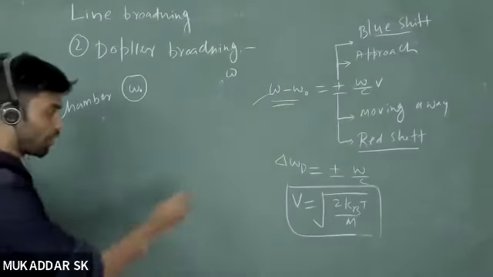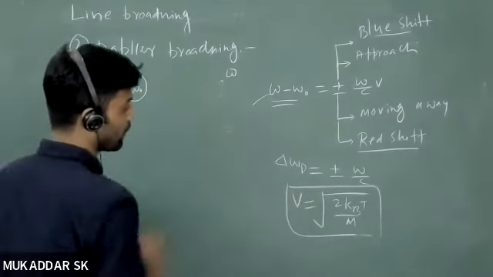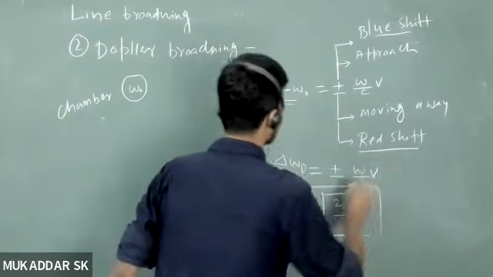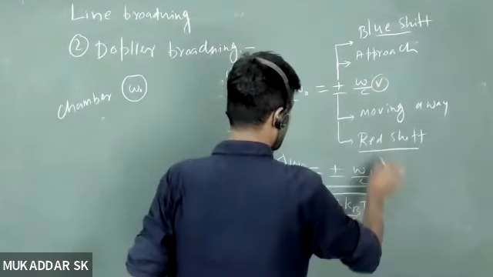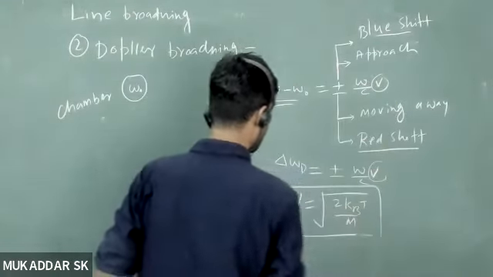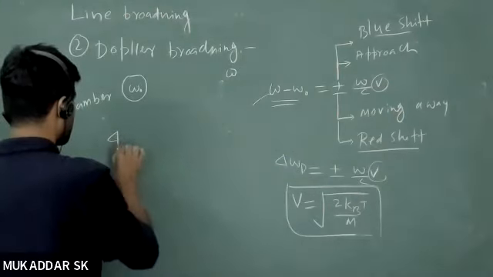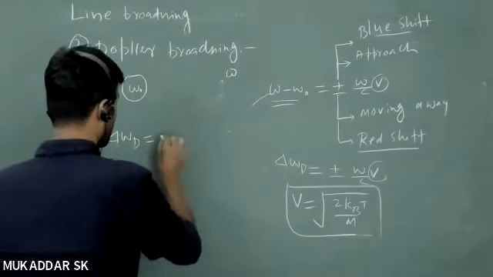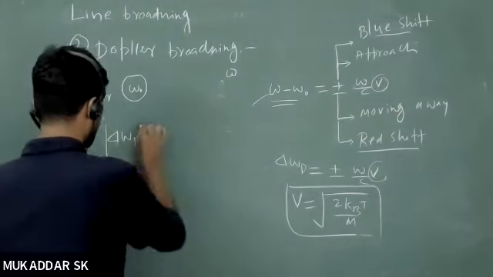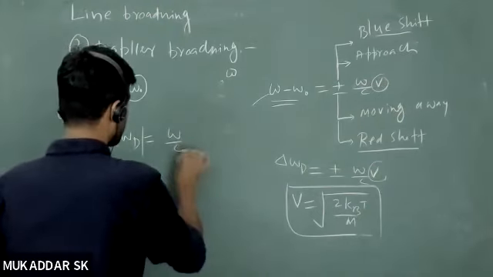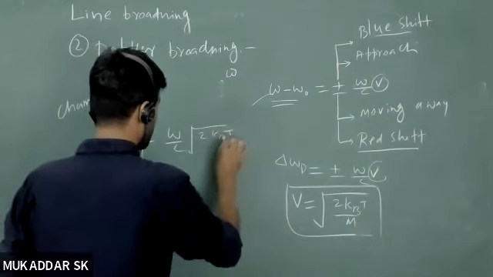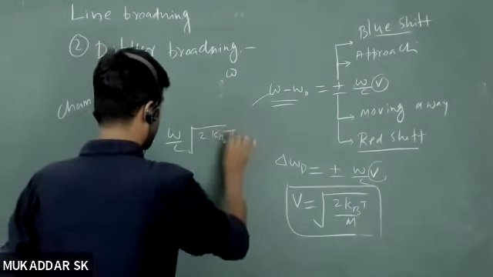So they have substituted that V, because you have V here also, right? I forgot to write this. There's a V here also. So by substituting it, they got omega d, that is, I will take the mod value, omega by c times root over 2kT by m.